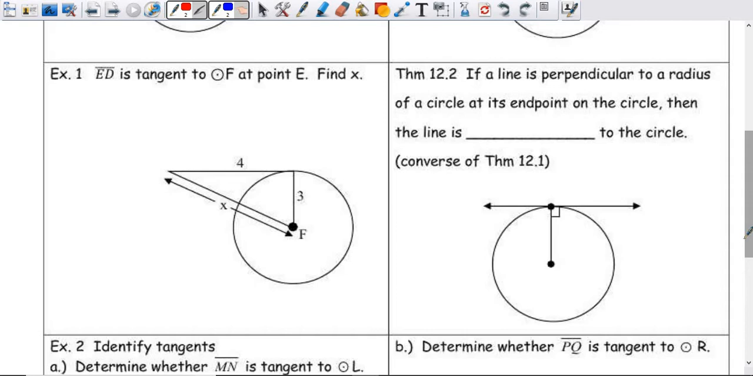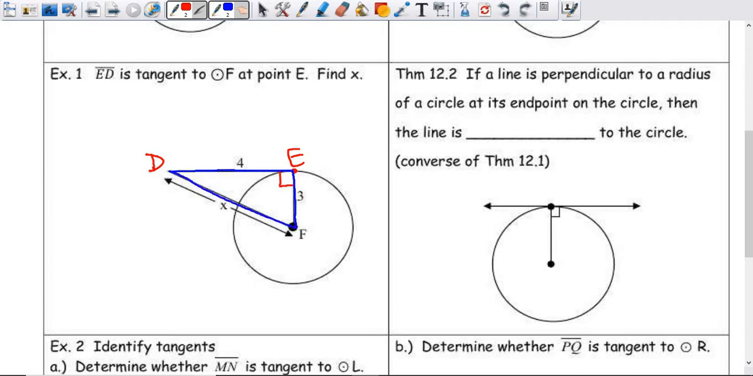So you might have a problem just like this. ED is tangent to circle F at point E. So it's tangent at point E. That's where it intersects circle F. All right. So then we're going to find the length of X. Well, if it is tangent, then I know that's a right angle. So then I have a right triangle right here.